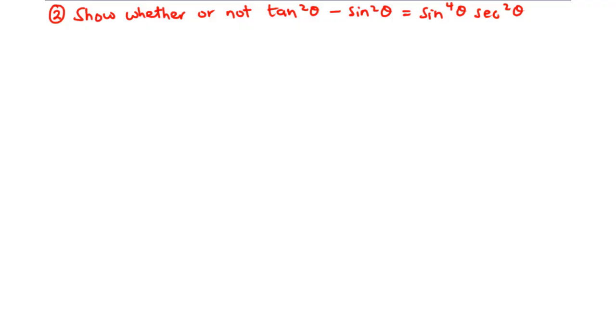Now, let's solve another question. Now to question 2. Show whether or not tan squared theta minus sin squared theta is equal to sin 4 theta times sec squared theta. So we are to show whether or not tan squared theta minus sin squared theta is equal to sin 4 theta times sec squared theta.